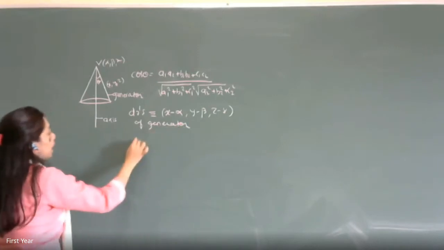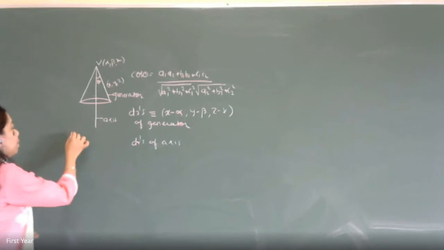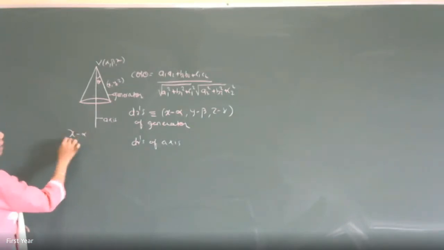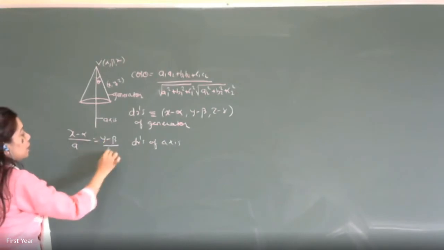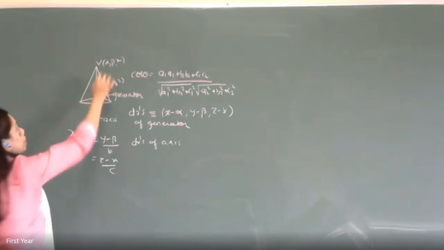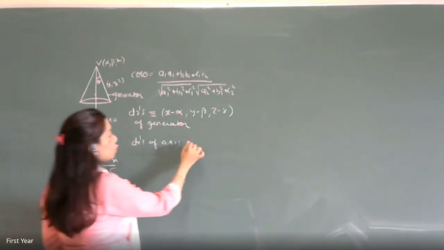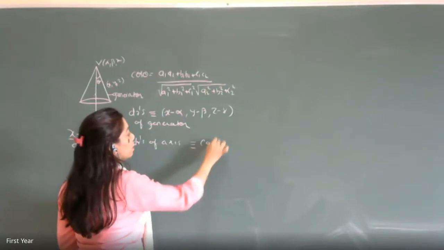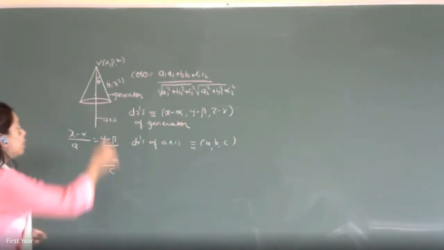And the direction ratios of the axis will be given to you. For example, the equation of the axis will be x minus alpha by a equal to y minus beta by b equal to z minus gamma by c, because alpha, beta, gamma also lies on the axis, and a, b, c are the direction ratios of the axis. So the direction ratios of the axis are a, b, c. When you substitute these here, you get the value of theta, which is given.